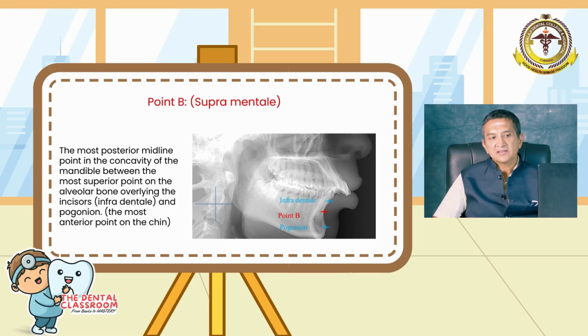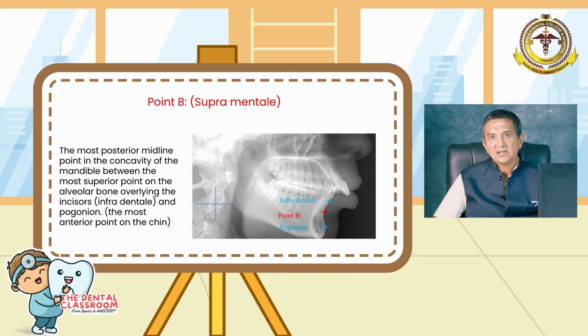Similarly, in the mandible we take 2 points. One is the cemento-enamel junction of the lower incisor, and the second is the pogonion. The most posterior midline point in the concavity between the infradentale and the pogonion is referred to as point B, and point B, just like point A, represents the mandible. If point B is slightly behind, we refer to the mandible as retrognathic, and if point B is slightly forward, we call the mandible prognathic.